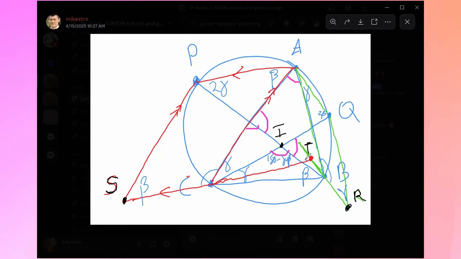Did anyone find this angle here? Maybe the next thing you can do, if you haven't done it already, is find the angle at T. You notice this angle's gamma, this angle's gamma, and this angle is also gamma because of corresponding angles. And similar reasoning shows you that this angle's beta, right? If you know that that's beta and that's gamma, then you should be able to work out what T is.